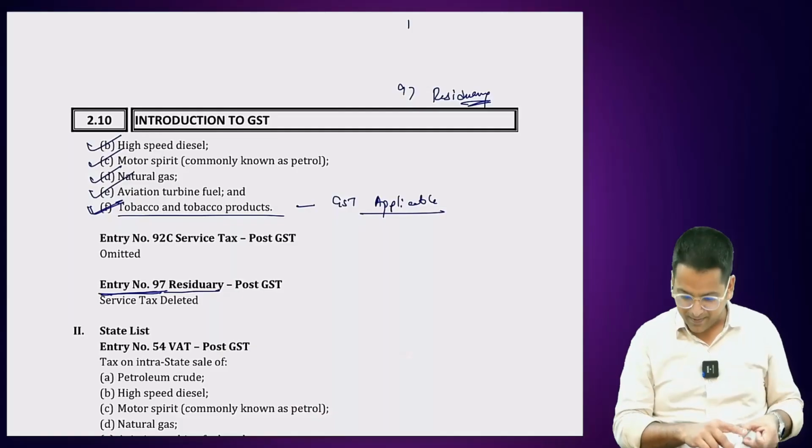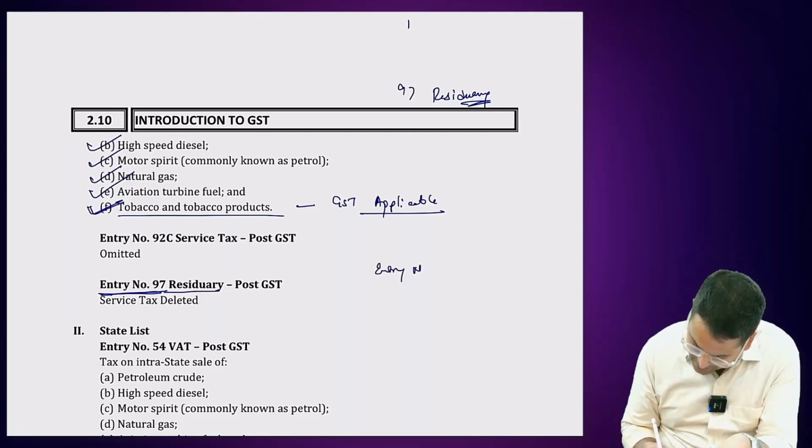Service tax is deleted. Now the change that had to be made in the Constitution was this: service tax written in entry number 97, there were many taxes including service tax which had to be deleted. And entry 92C which was made for service tax, that entry 92C had to be deleted. Did you understand?